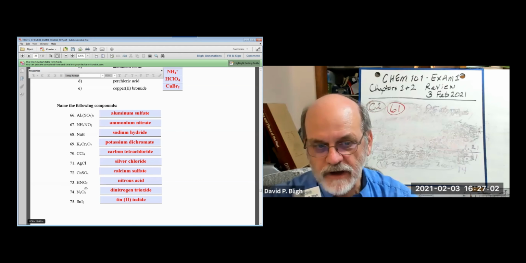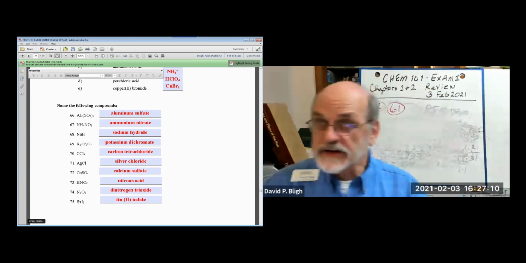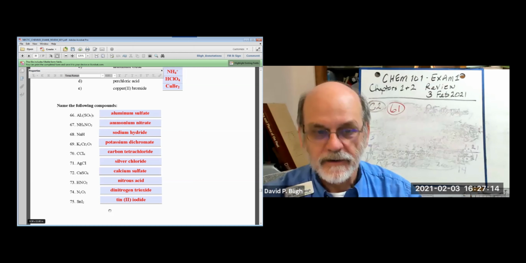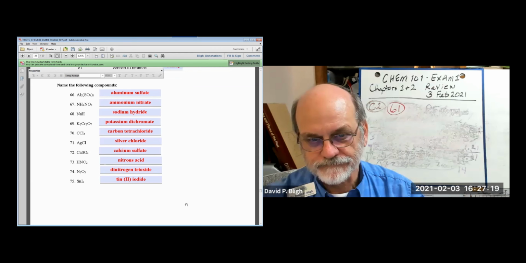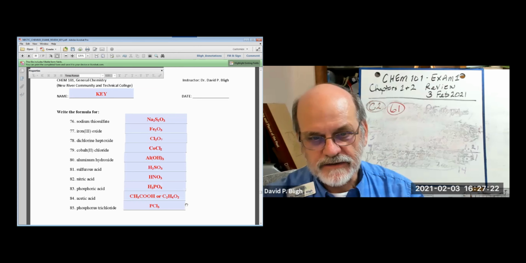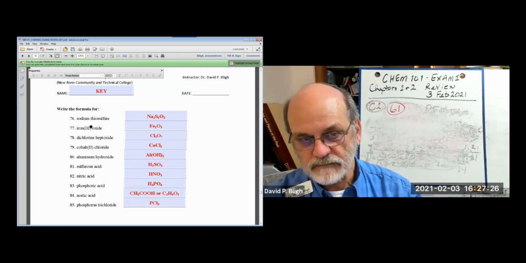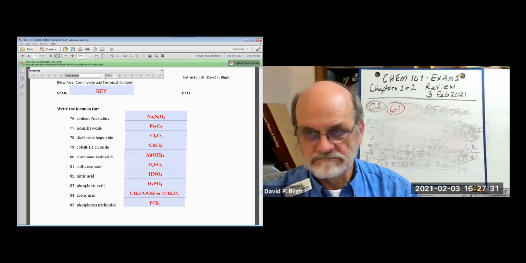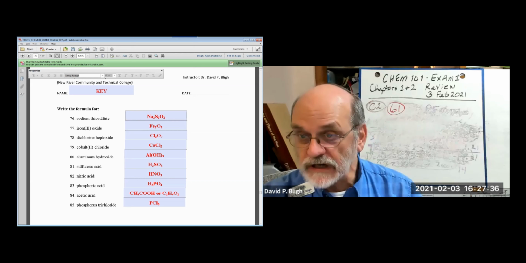Here's another type 3 compound. And here's a tin. Now, tin's not a transition metal, but it does have multiple charges possible. So you do have to say tin 2 iodide. Let's see, what do we have here? Write the formulas from the names. Thiosulfate, that is a polyatomic ion. Look it up on your chart. You'll see what the charge is and how many sodiums you need.